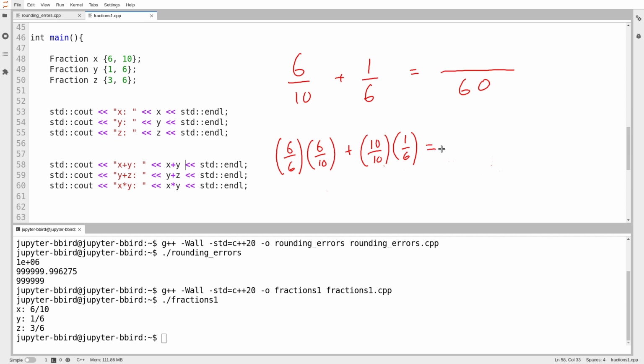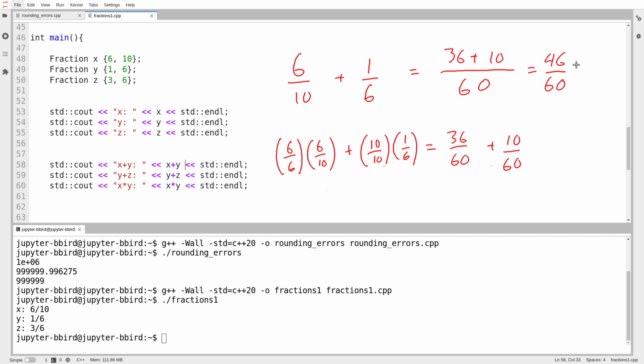Okay, so what does that give me? So 6 times 6 is 36 over 60, and then 10 times 1 is 10 over 60. Okay, so then I have 36 plus 10 over 60, or 46 over 60. And that is the result. 6 over 10 plus 1 over 6 does equal 46 over 60.